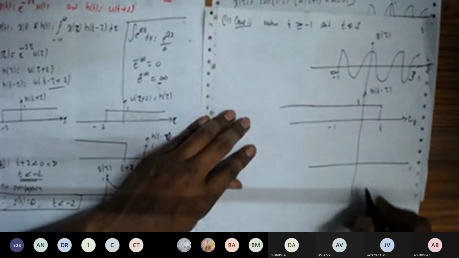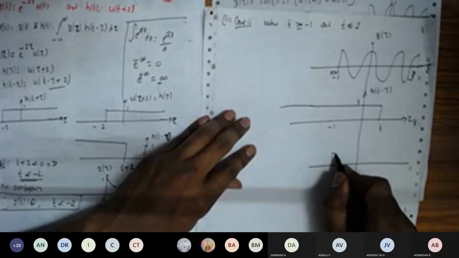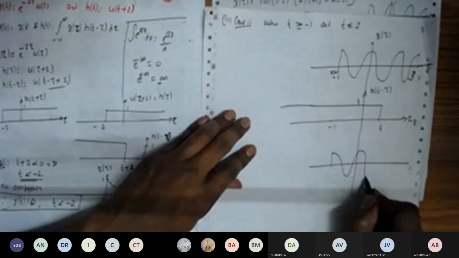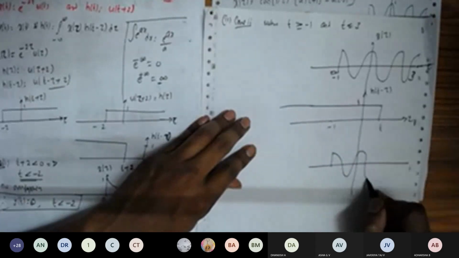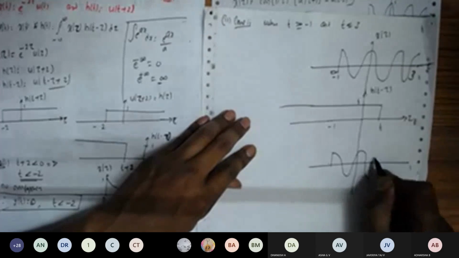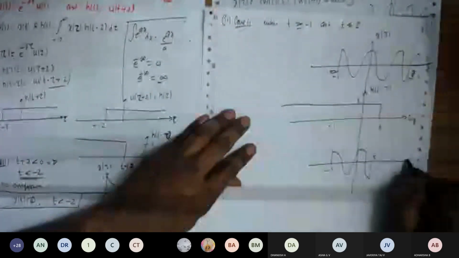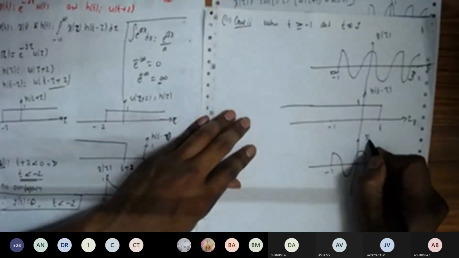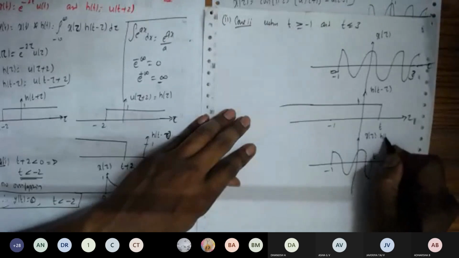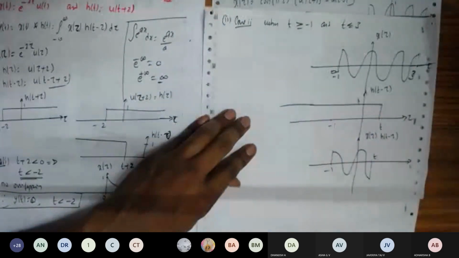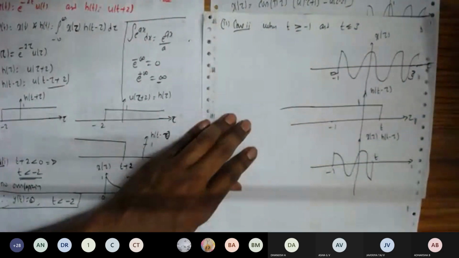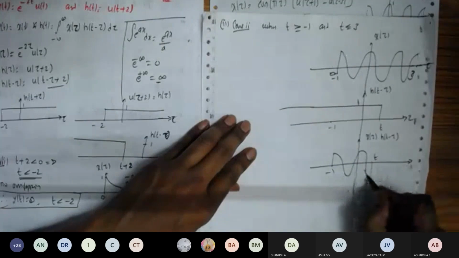So let us plot this one. The waveform will be something like this. Up to t, assume t will be somewhere here. So from minus 1 to t, we are going to get this, the product of x of tau and h of t minus tau. From minus 1 to t, the product is going to exist here.